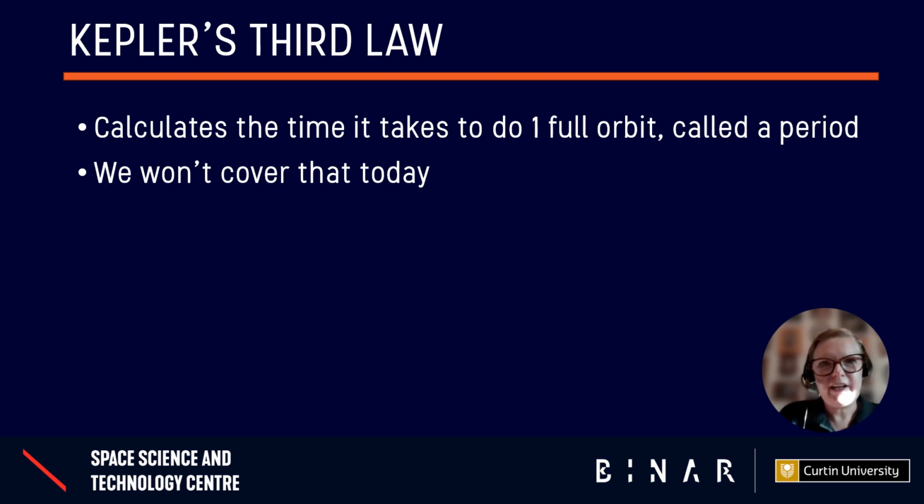And Kepler's third law is about the time it takes to do a full orbit, which we call the period, but we're not going to cover that today. But it's important to know the term period for an orbit is one.